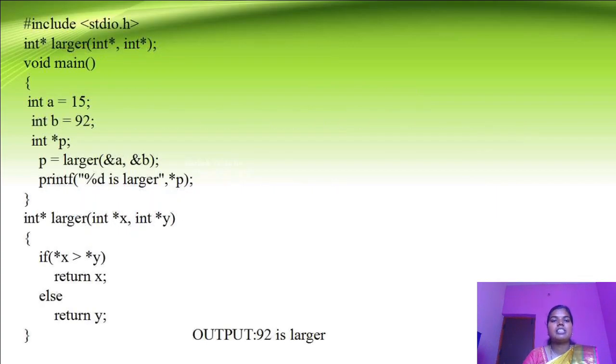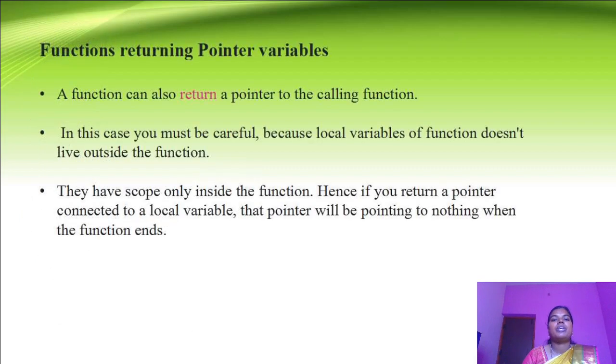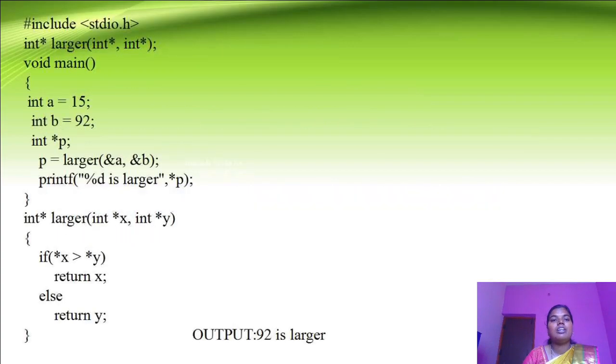Okay, next, let us see an example of how the pointer and the functions return pointer variables. So in this example, I have declared one function, that is int *larger with two arguments int *. So void main. In the main function, I have declared two normal variables, int a is equal to 15, int b is equal to 92, and int *p is the pointer. Now I will call the function, that is p = larger(&a, &b), then print "%d is larger", *p.